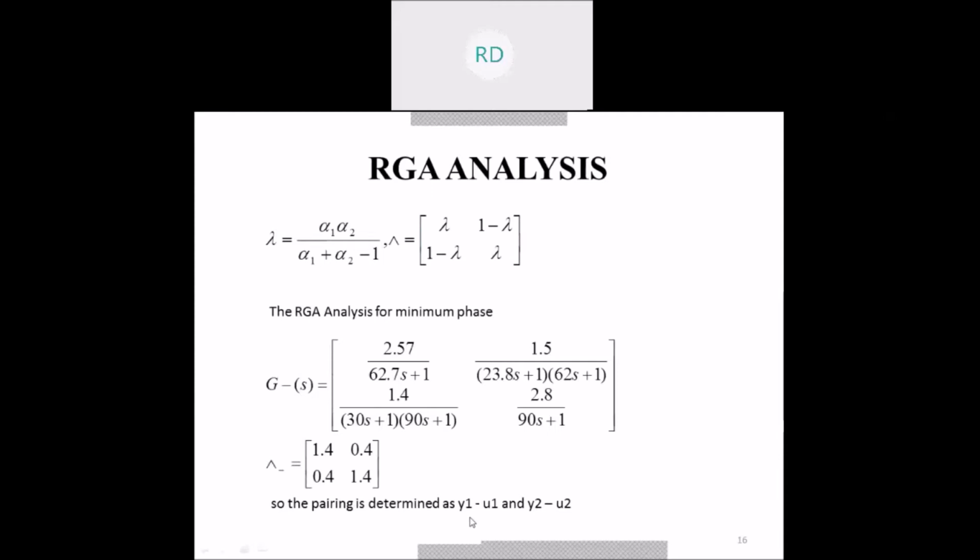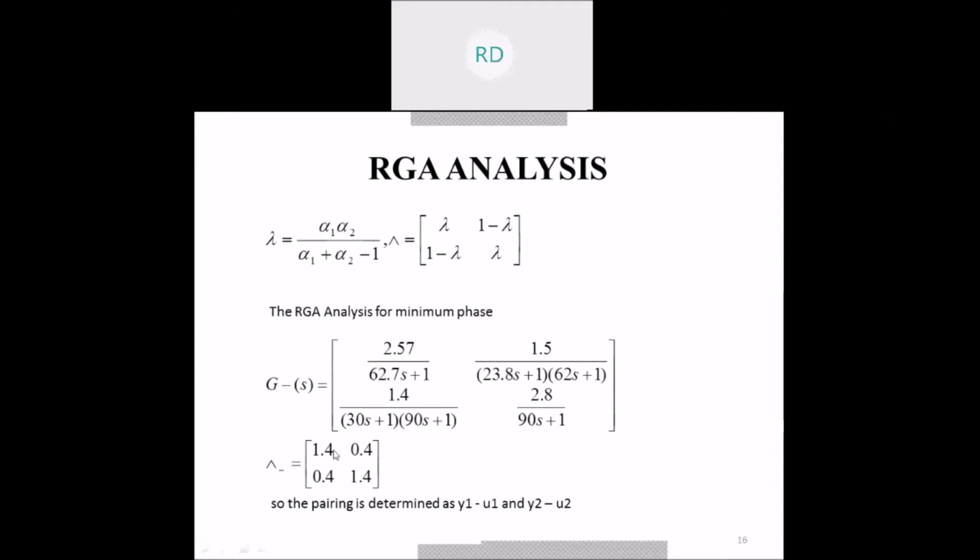For me, output 1 and input 1 should be paired, and then input 2 and output 2 should be paired. So how do we pair using RGA analysis? The value should be nearly equal to 1 or greater than 1, which means it is the best pairing. A value lesser than 1 we should not consider. If it is 0, we shouldn't consider that term.